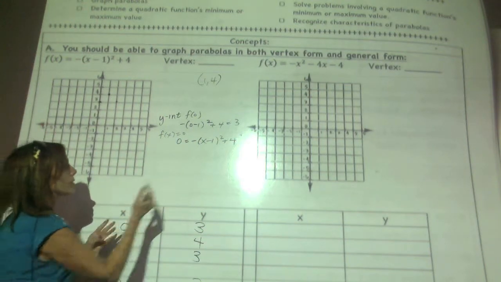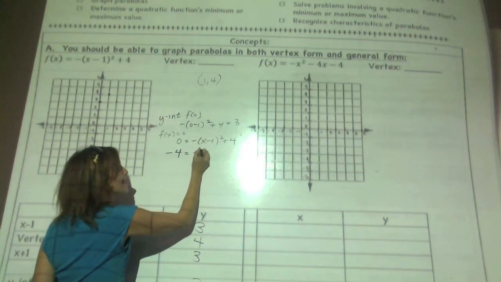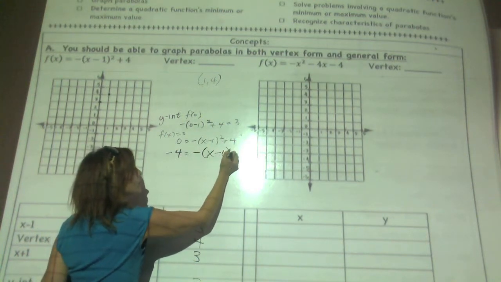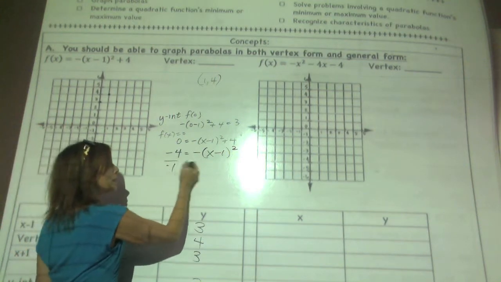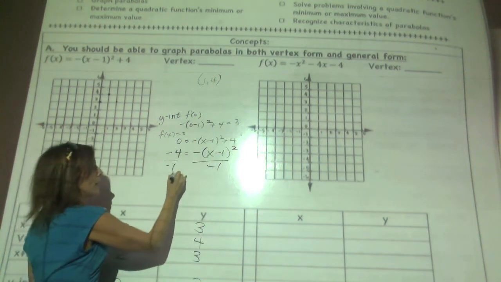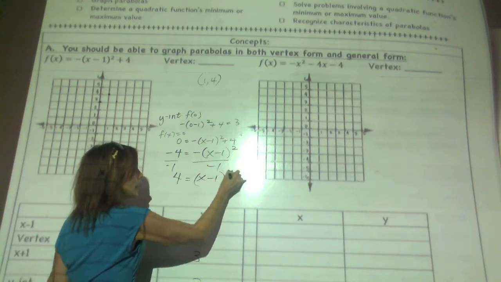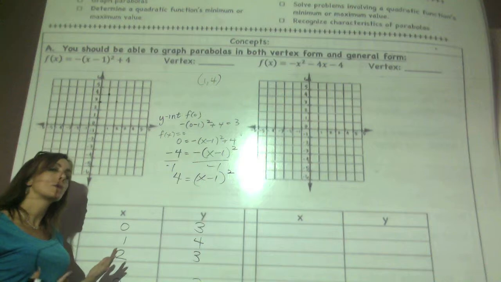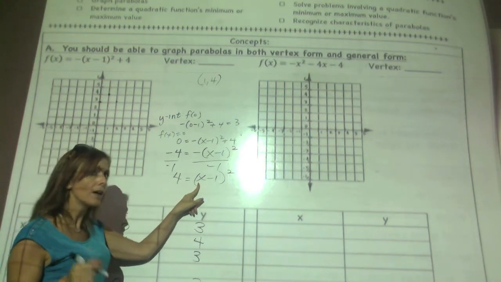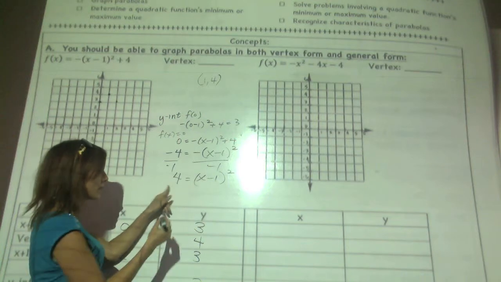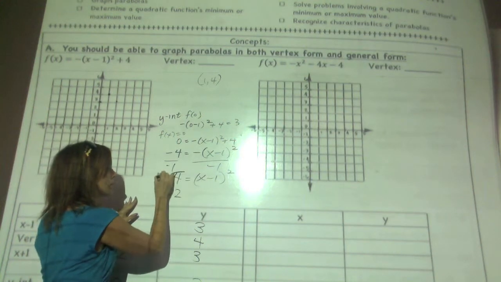Okay, so if I subtract the 4, I end up with negative 4 is equal to negative (x minus 1) squared. I'm going to divide both sides by negative 1. So I would have 4 is equal to (x minus 1) squared. I'm going to take the square root of both sides, and remember, when you take the square root and you've got a variable involved, we need a plus or minus. So this is going to be plus or minus 2 when I take the square root.